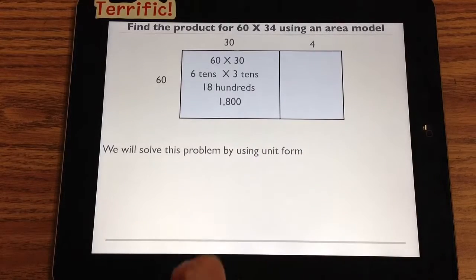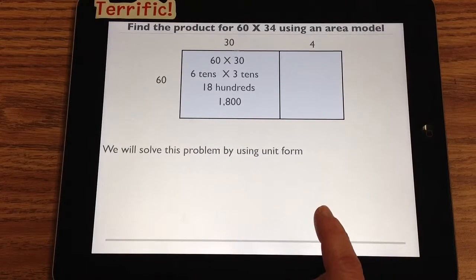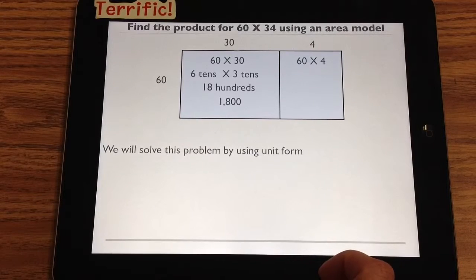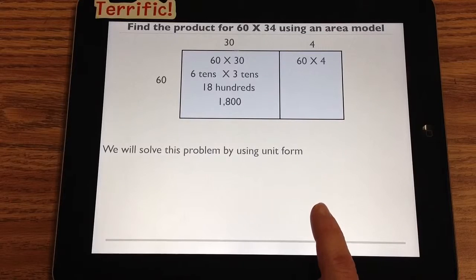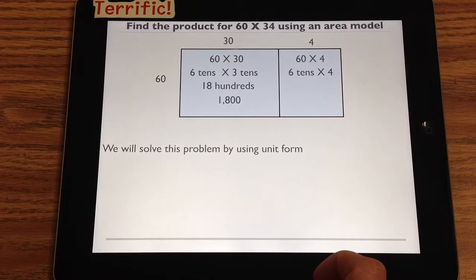If I go ahead and do the same thing over on my right-hand side, my multiplication sentence is 60 times 4. My unit form is 6 tens times 4. My answer is 24 tens, or 240.